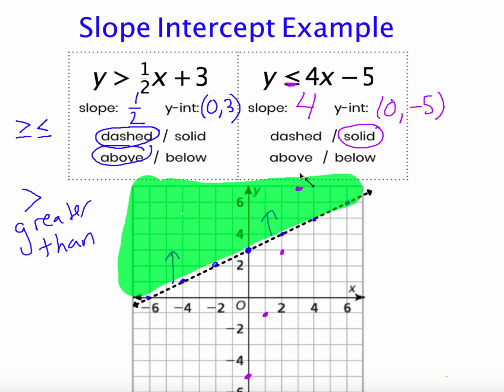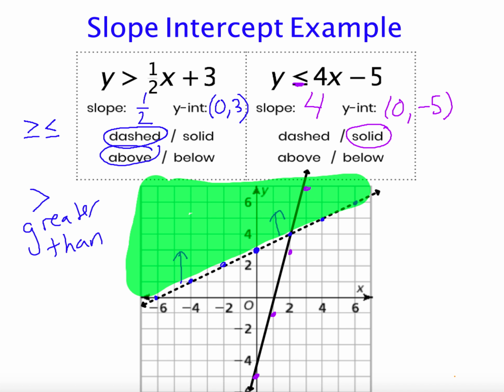And I should have mentioned, when you're drawing your dashed line, I want you to right away draw a dashed line rather than trying to draw a solid line and erase. All right, so now we're looking at a less than, and actually a less than or equal to in this case, symbol. So we will be shading below the line. What color here? Let's go with yellow.